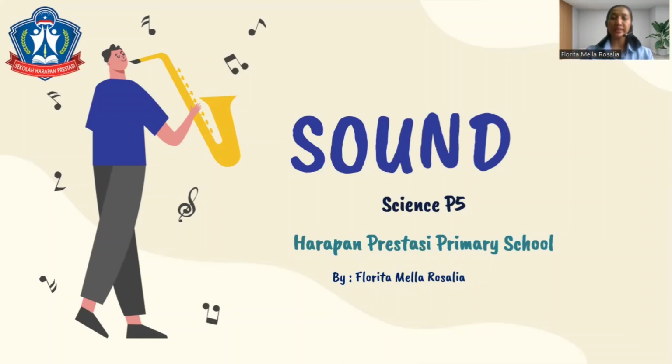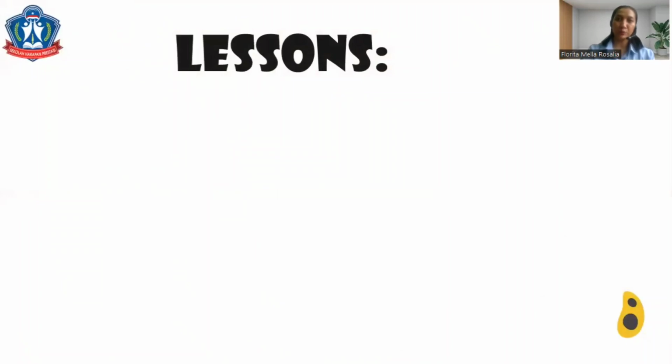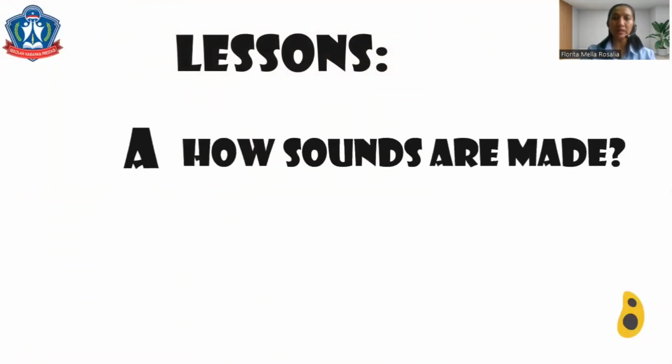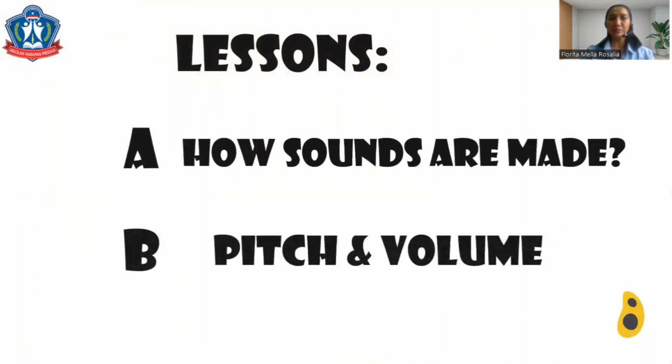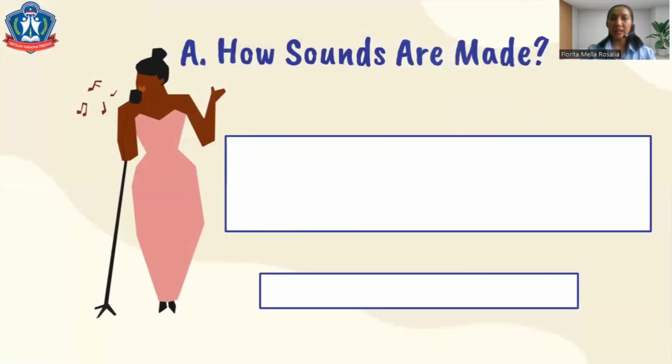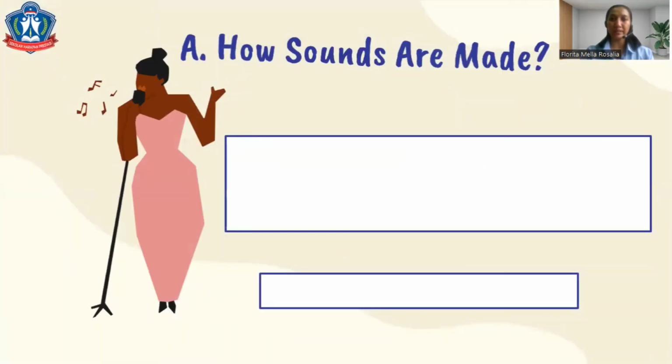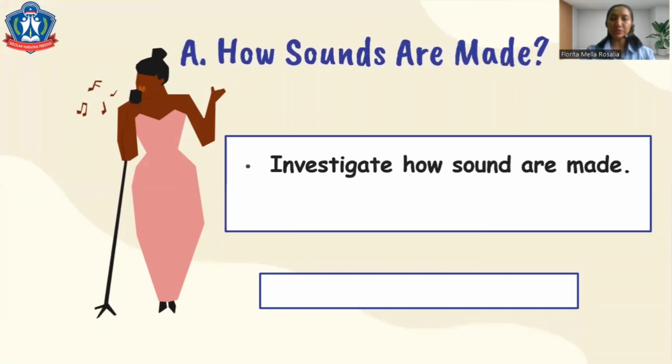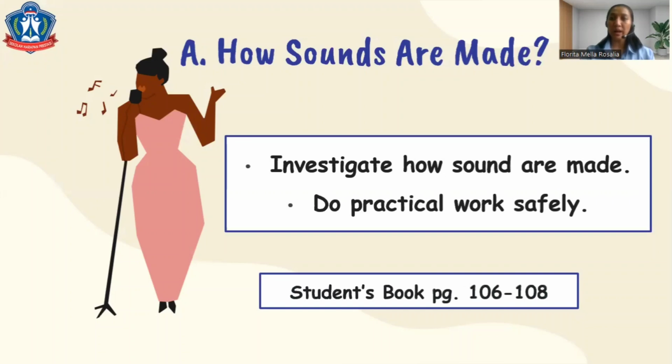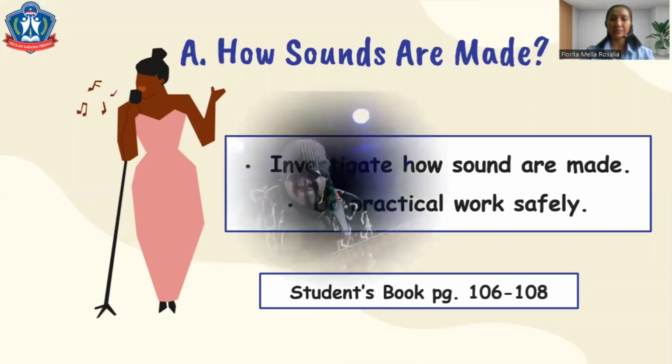Today we're going to discuss new chapter 7. It's about sound. Ready for the lesson? Let's start. You're going to have two lessons in this chapter. The first one, how sounds are made, and the second, pitch and volume. So let's see the first one, how sounds are made. In this lesson, you're going to investigate how sounds are made and do practical work safely. You can open the student's book, page 106 until 108.